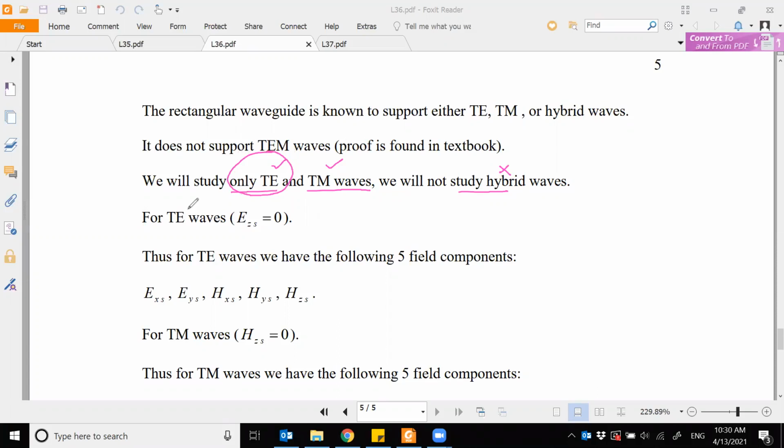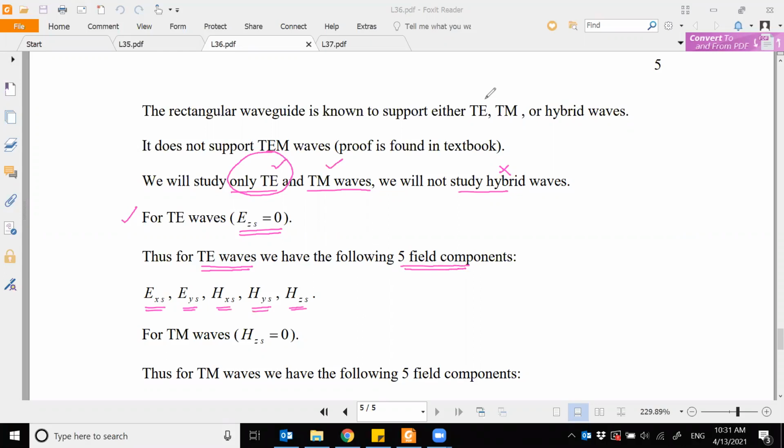So let's take the TE mode. In the TE mode, EZS is equal to 0. Remember, there is no component of electric field in the direction of propagation. Here our direction of propagation is the Z direction, that's why EZS is 0. Therefore, my transverse electric wave will have only 5 field components. What are those? EXS, EYS, HXS, HYS, and HZS.